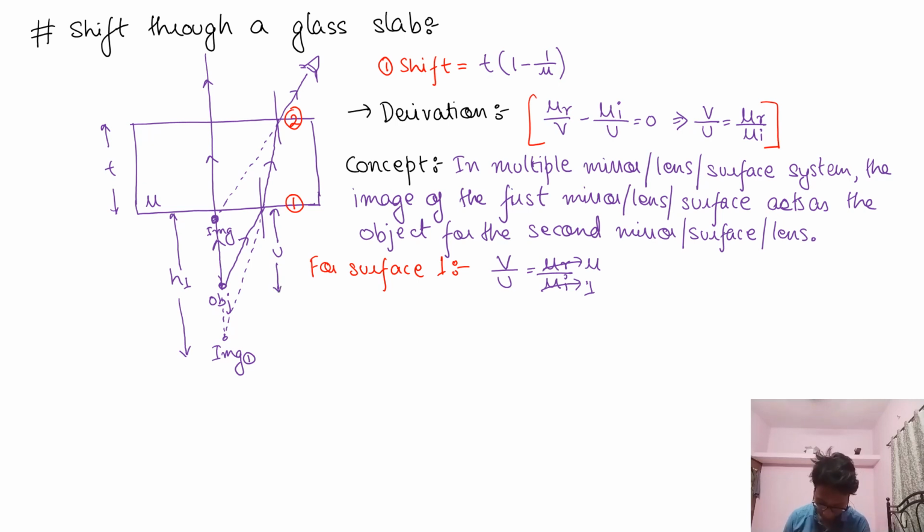Okay, so object distance is nothing but u, and image distance is nothing but h1. So can I say h1 is equal to mu into object distance? Okay. Now for the second surface. After the first surface, this ray goes out here, so for an observer out here, the image is formed out here. Now this image will act as an object for this surface, no?